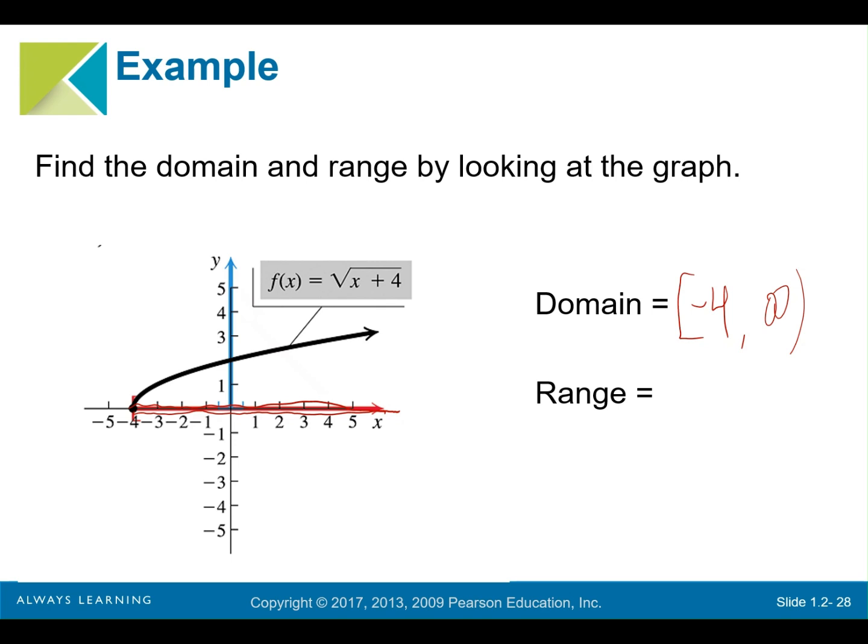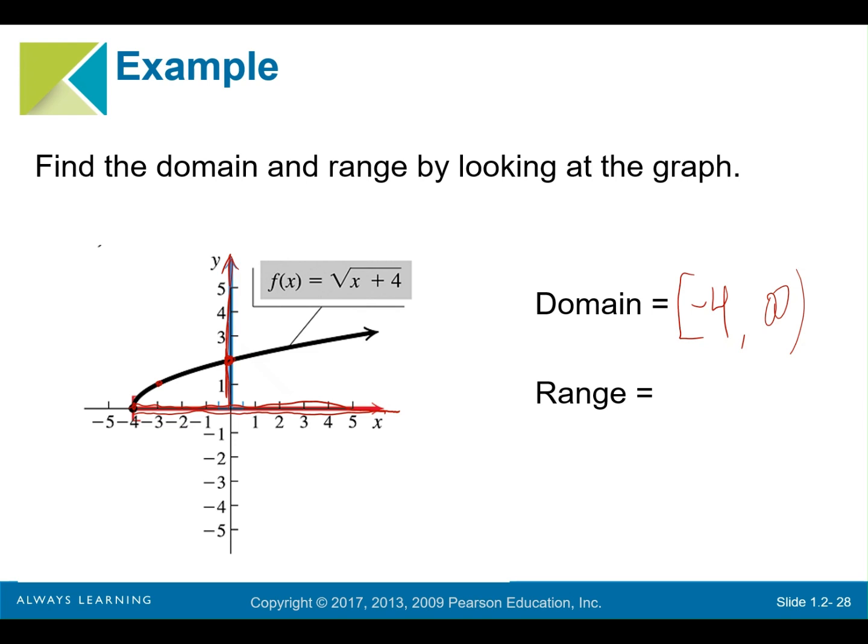Now my range is similarly all of the y values that are touched by the function. So along here, clearly there are no negative values. There's nothing down here like this, right? So there's no negative values in my range. But I see a whole bunch of positive values. I see something at 0, I see something at 1, I see something at 2, and we can just keep going.